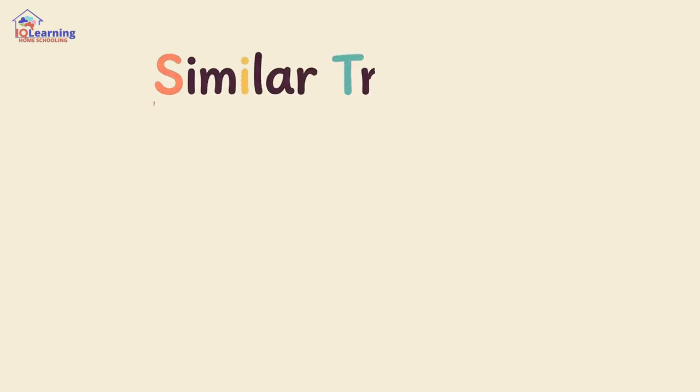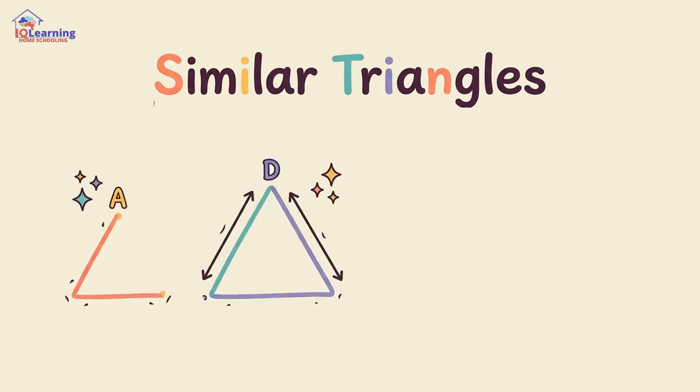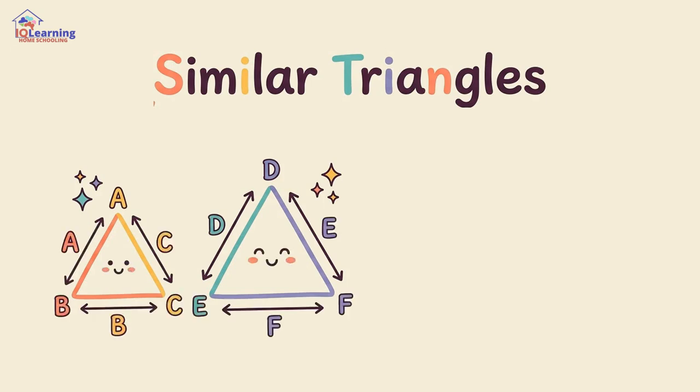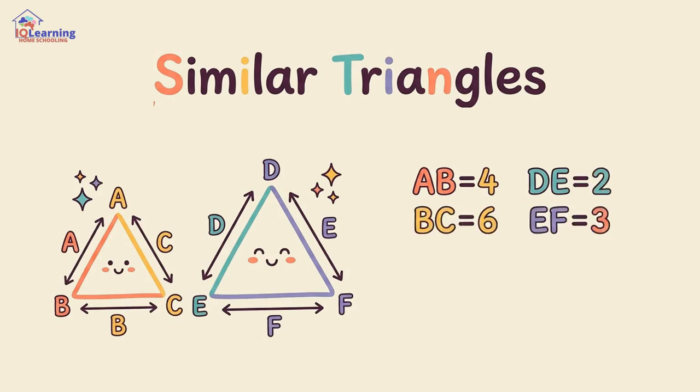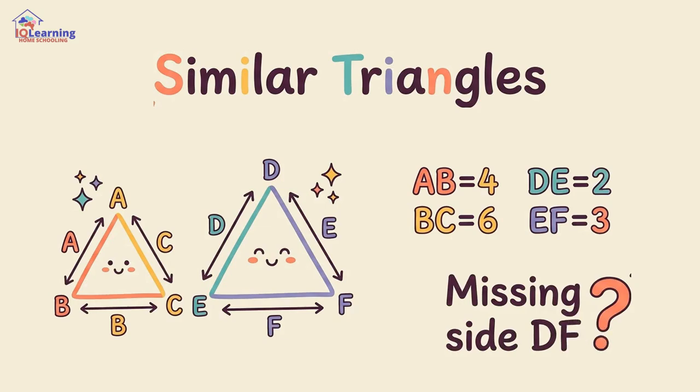Similar triangles are the same shape, just different sizes, like zooming in or out on a photo. Here, we know triangle ABC is similar to triangle DEF. The side lengths are AB equals 4, BC equals 6, AC equals 8, DE equals 2, and EF equals 3. We need to find the missing side, DF.